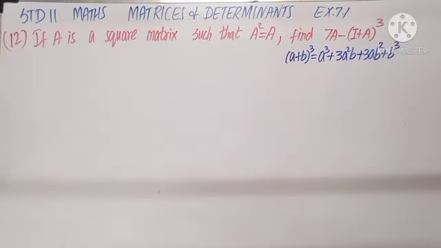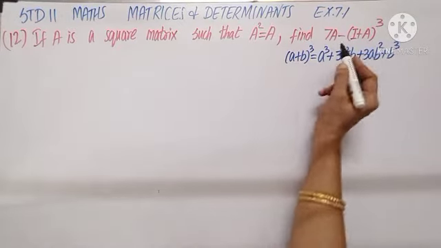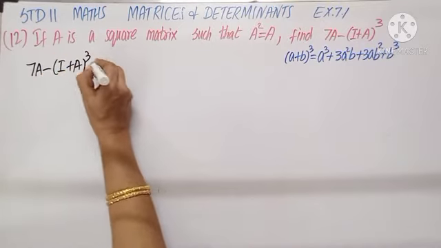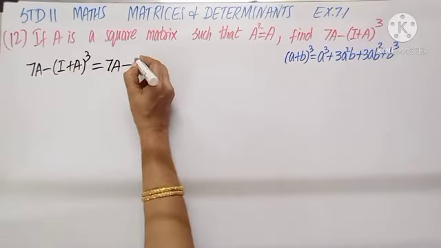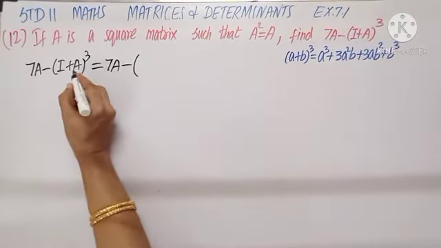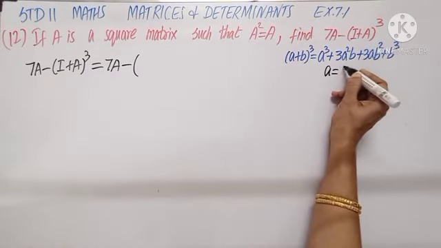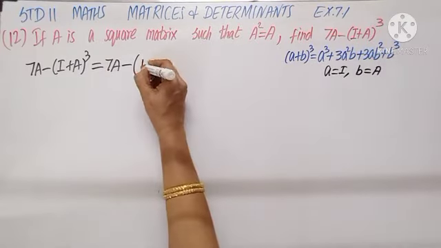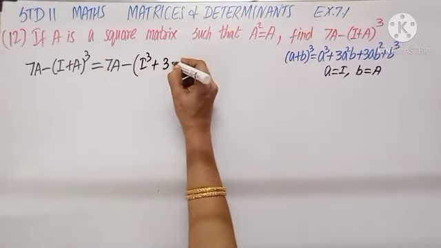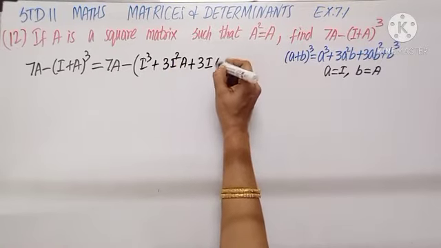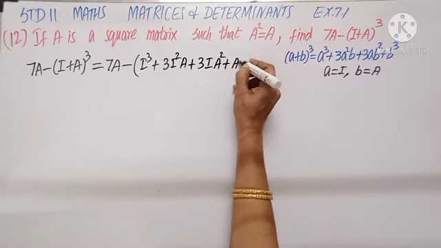Question number 12. If A is a square matrix such that A square equals A, find 7A minus the quantity I plus A the whole cube. As I expand using the A plus B the whole cube formula, I plus A the whole cube: wherever A comes I, wherever B comes A. As I substitute, it is I cube plus 3 I square into A plus 3 I into A square plus A cube.